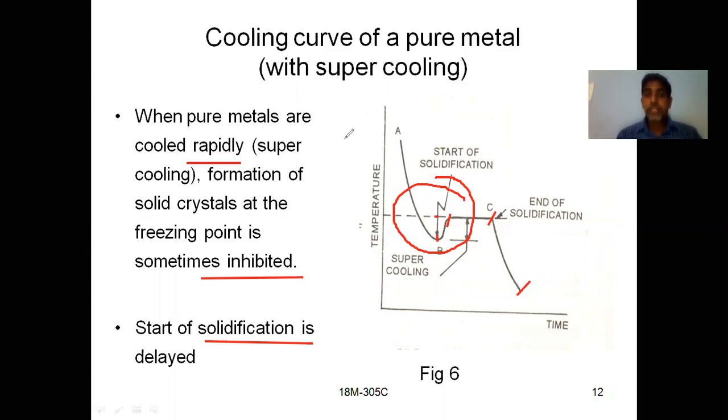Okay, so that is the difference between a cooling curve of a pure metal for slow cooling and rapid or supercooling. This is very, very important in the examination. They will ask, draw a neat sketch, draw a cooling curve for a pure metal when it is slow cooling and when it is supercooling. So you have to understand these two graphs, that means cooling curves, clearly, and you have to know the difference when it is cooled slowly and when it is cooled rapidly.